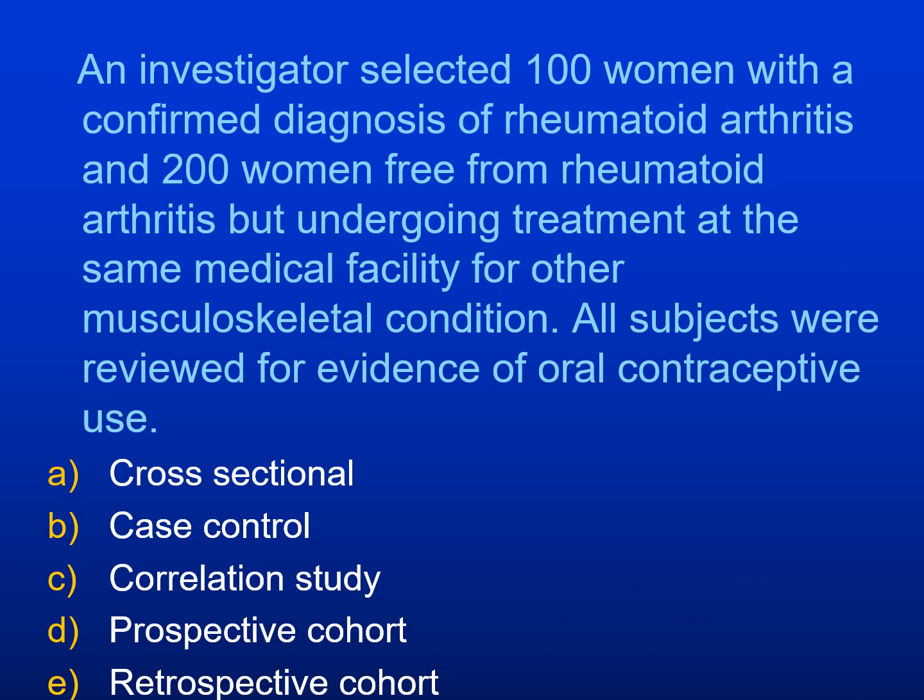An investigator selected 100 women with a confirmed diagnosis of rheumatoid arthritis and 200 women free from rheumatoid arthritis, but undergoing treatment at the same medical facility for other musculoskeletal conditions. All subjects were reviewed for evidence of oral contraceptive use. Cross-sectional study, case control, correlation study, prospective or retrospective cohort?